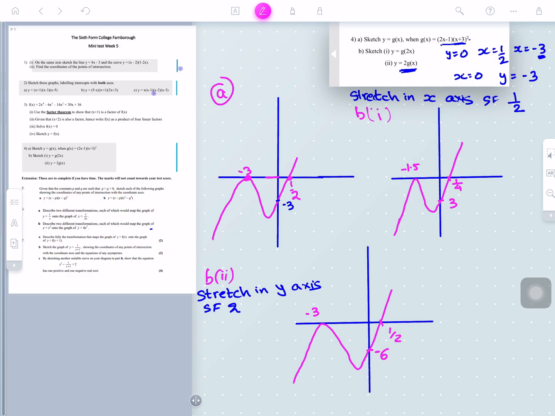And what is important is all these coordinates. You need to have the correct coordinates.